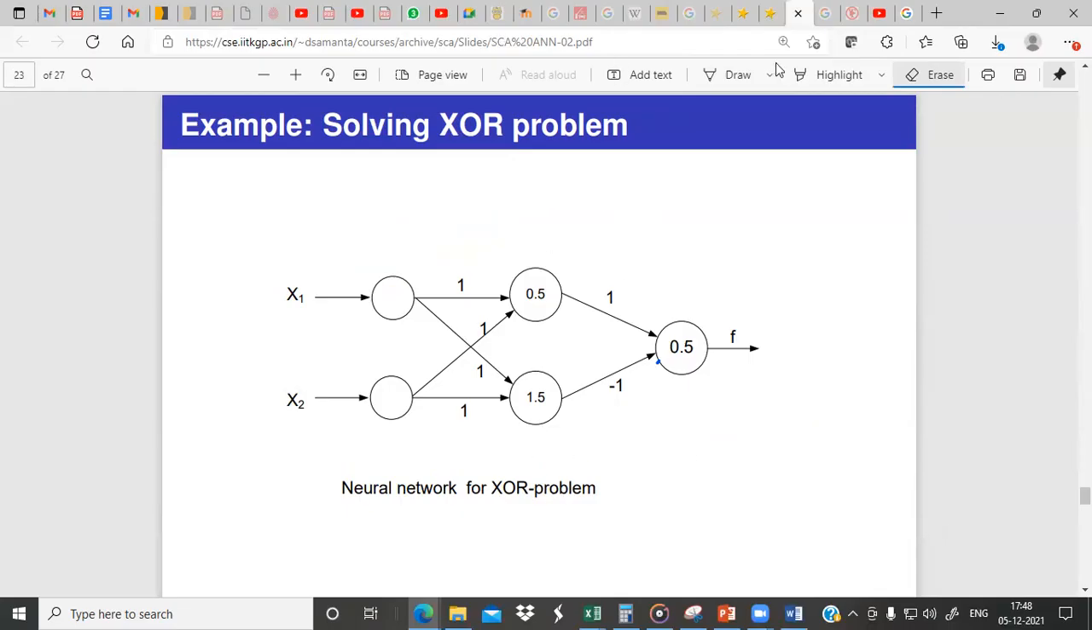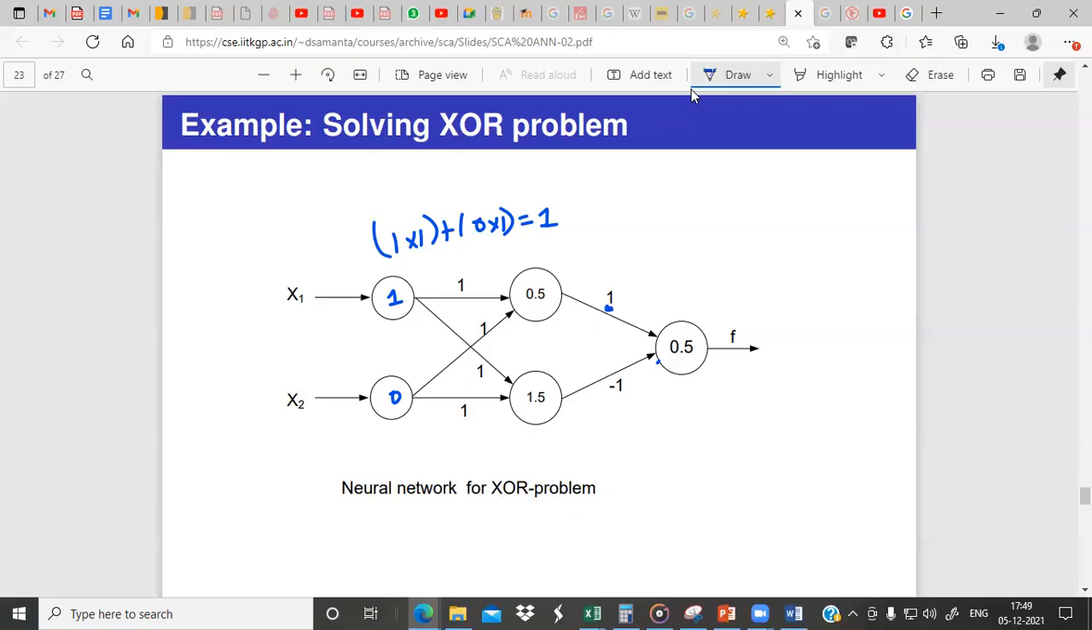So if you consider the case of 1, 0, so it is 1 into 1 plus 0 into 1, which is 1. Is 1 greater than 0.5? Yes. So the output is 1, right?